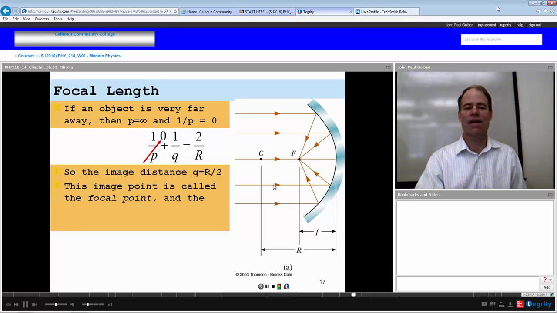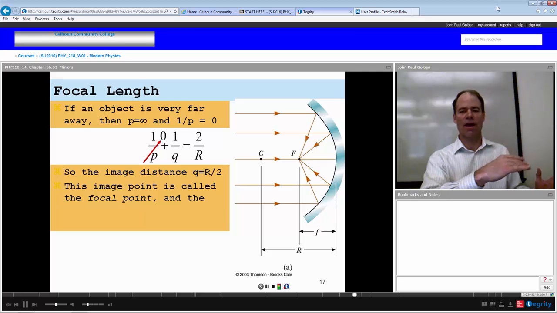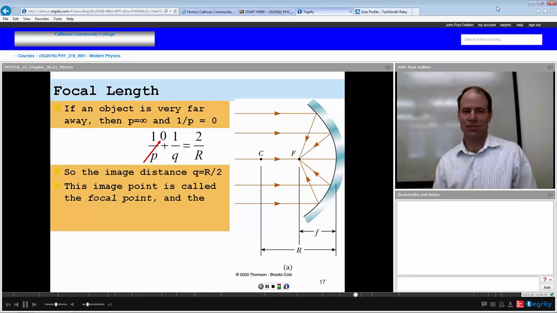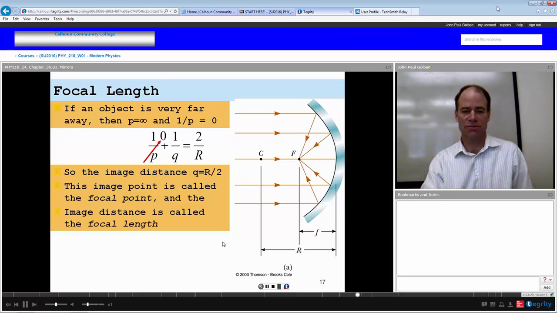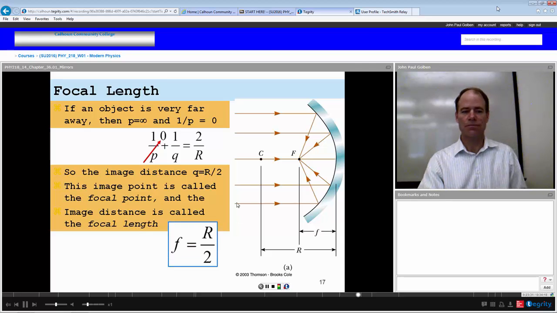We define that point where these parallel rays that come in from an object far away converge on a point. We call that point the focal point. So where parallel rays converge is where the focal point is. And in this case, it is half the distance of the radius of curvature. So the focal length is the radius of curvature divided by 2.